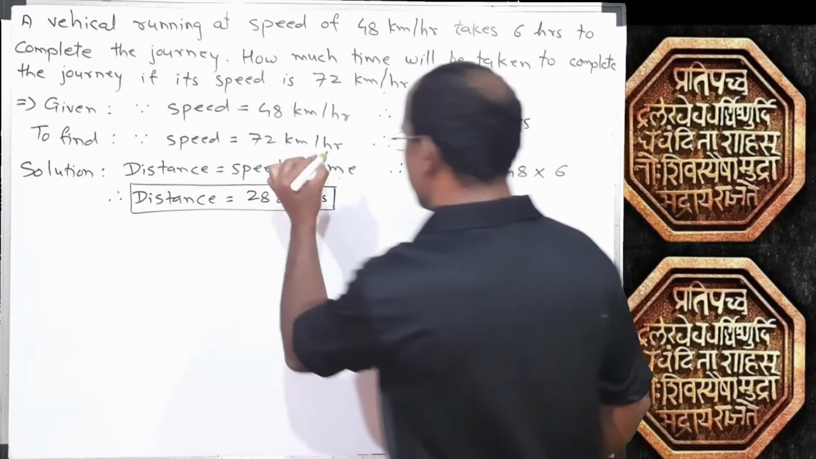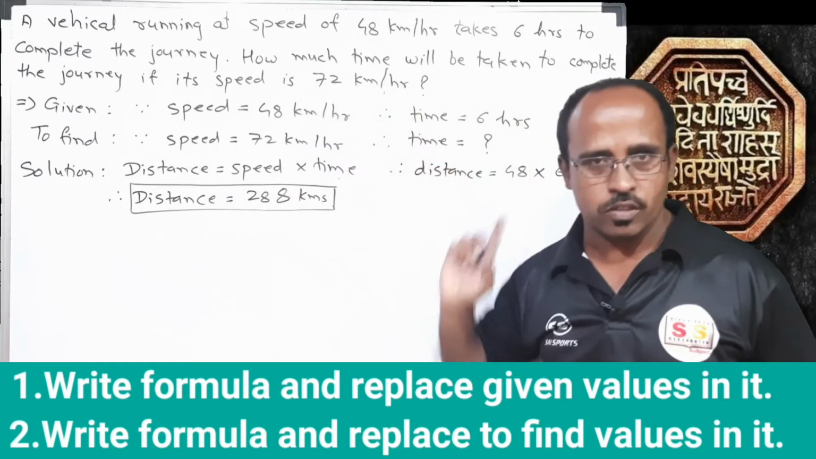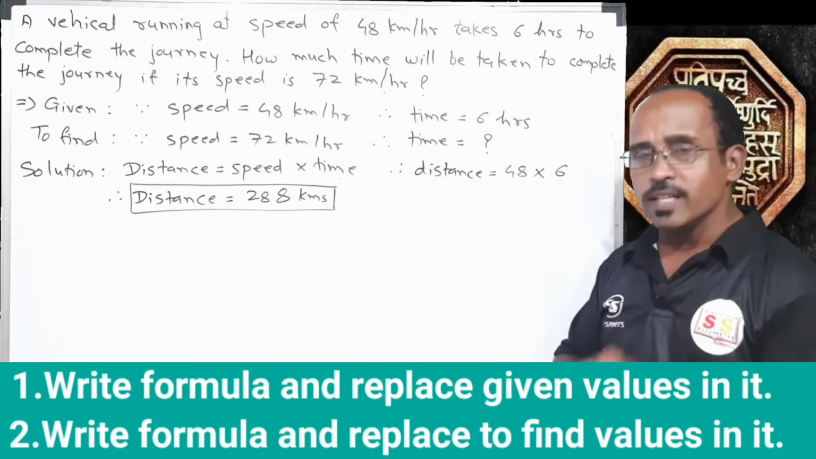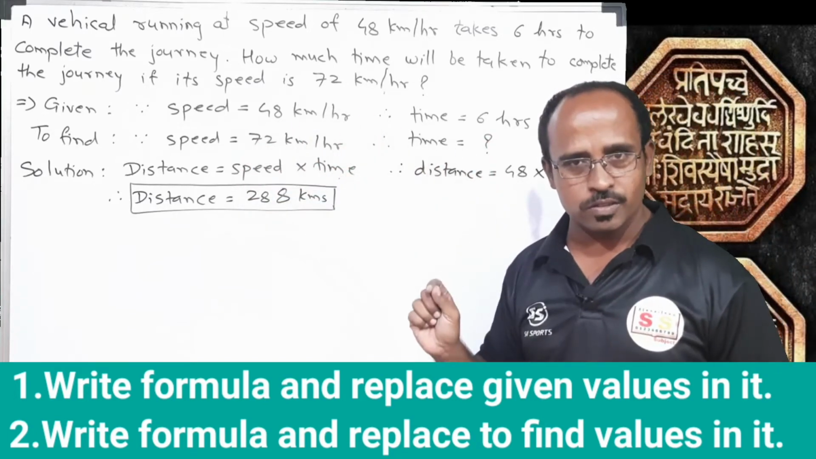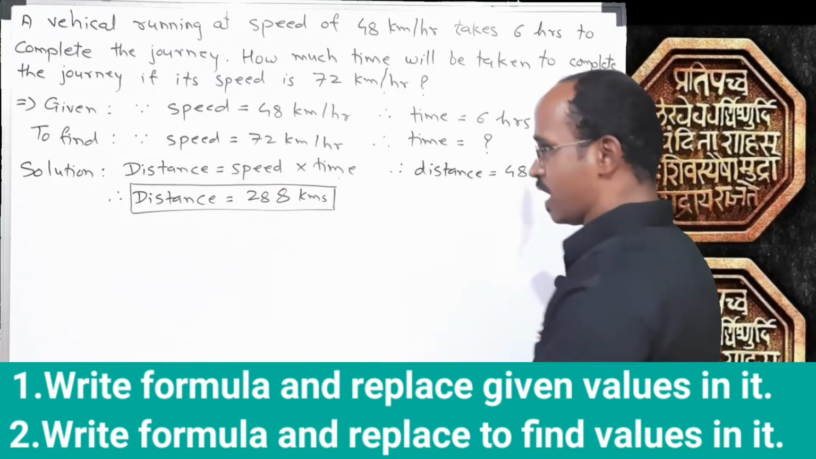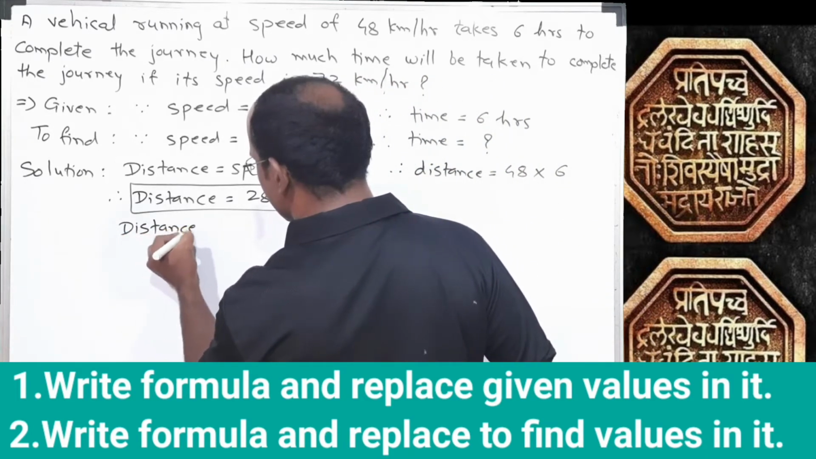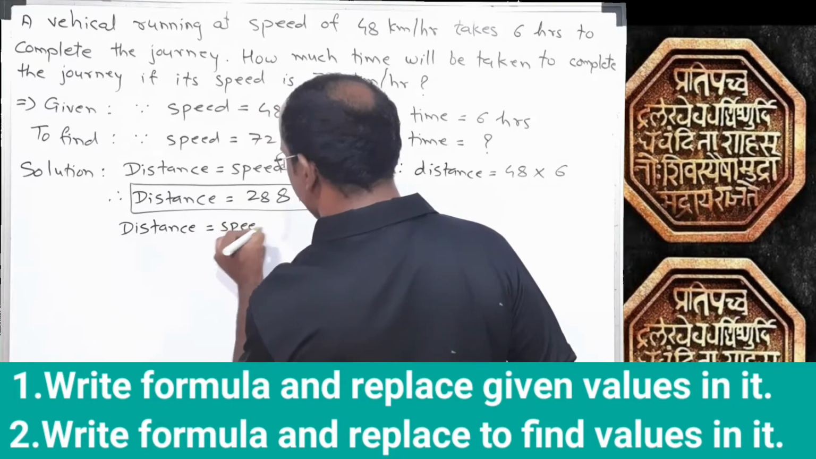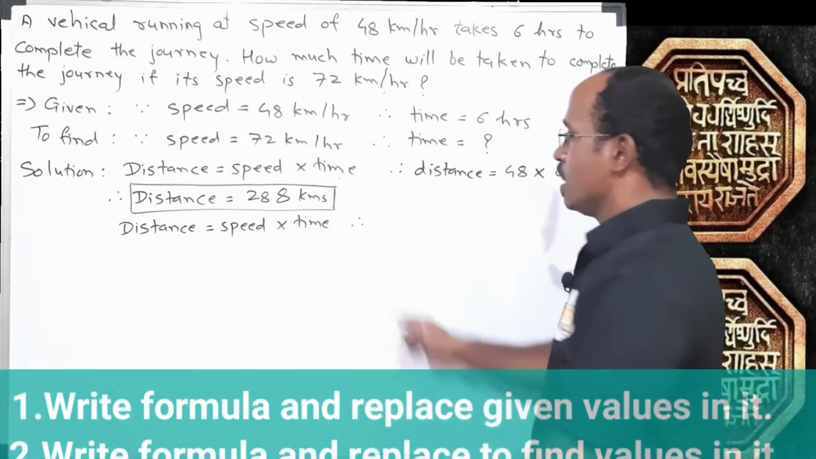What we have done? Written the formula, replaced the given values in the formula. Now what we have to do? Once again write the formula, replace the two found values in the formula. So let's write the formula. Distance is equal to speed into time. Okay, therefore now two found values.